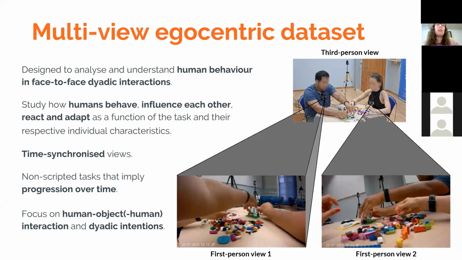Essentially, we wanted to study how humans behave, influence each other, react, and adapt as a function of the task and their respective individual characteristics. As we can see in the image on the right, we have two people who are interacting with each other, performing a series of tasks.